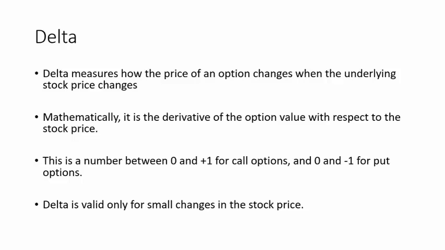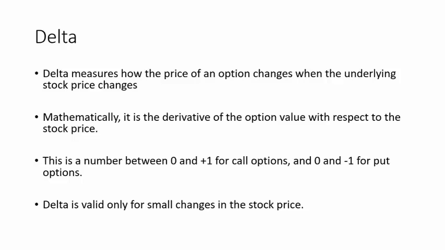Mathematically, this is the derivative of the option value with respect to the stock price. Okay, so if you take the Black-Scholes model and you take the derivative of the Black-Scholes model with respect to the stock price, you get delta. Again, you don't have to worry about the math. I'm going to mention them for each of the Greeks, but that's just for your information only. You don't need to worry about how to actually do that.